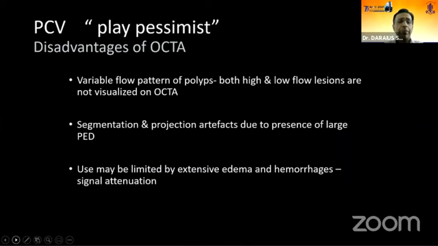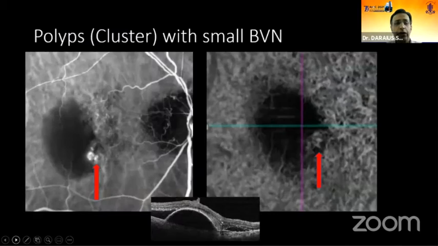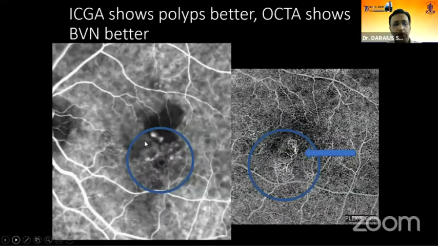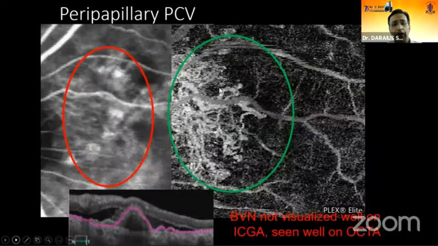There's a lot of controversy about PCV, whether it is useful or not. But let me show a few examples to convince you that it could be useful in PCV also. So what I would like to say is that we see the polyps much better with ICG, but the BVN is seen better with OCTA. So these are a few situations where you can see the BVN, the branching vascular network, seen beautifully using the OCTA technology.